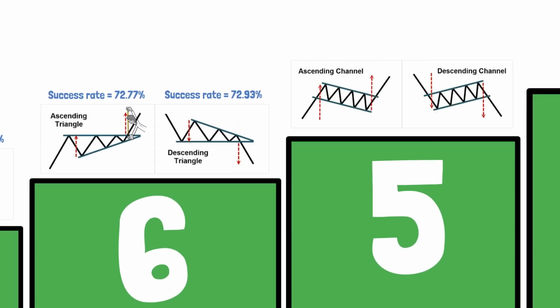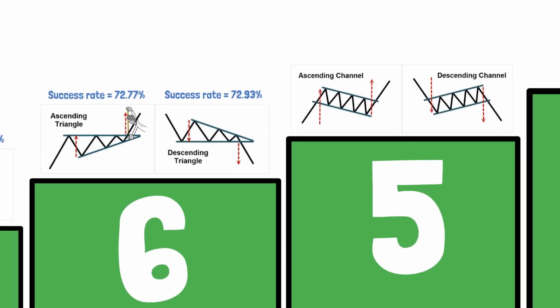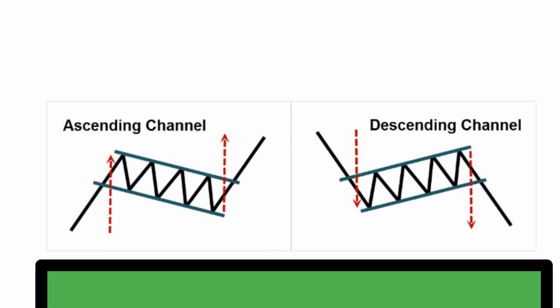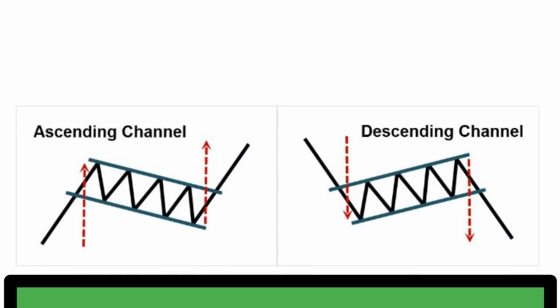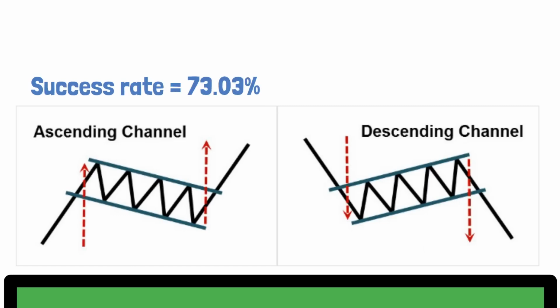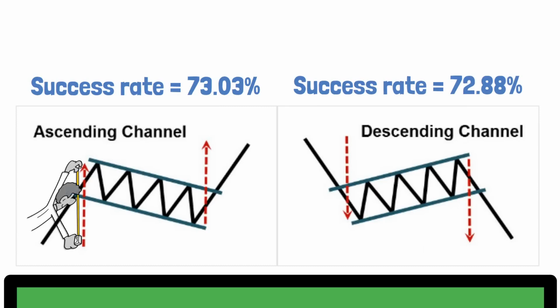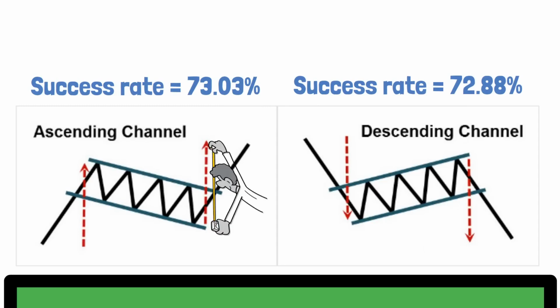Slightly better in 5th place, we have another continuation pattern, the ascending and descending channel. The ascending channel was successful just over 73% of the time, whereas the bearish descending formation was successful just under 73% of the time. These were classed as successful by the initial trend length, equal to the eventual breakout ascendancy.